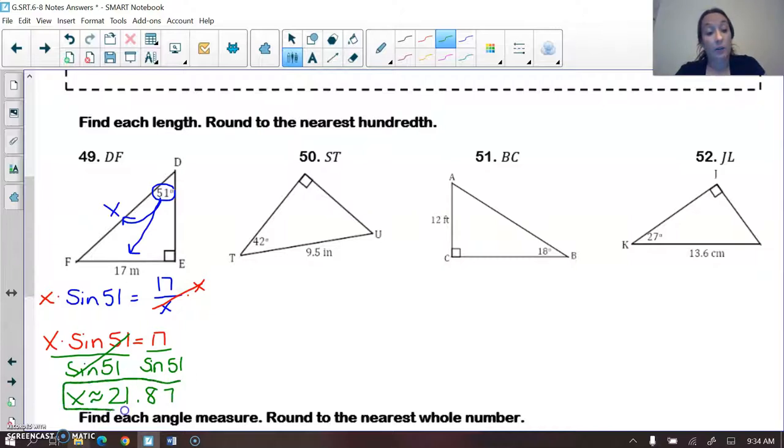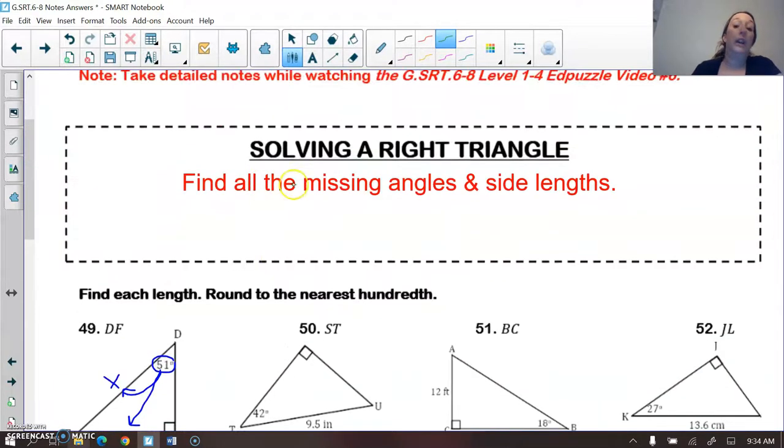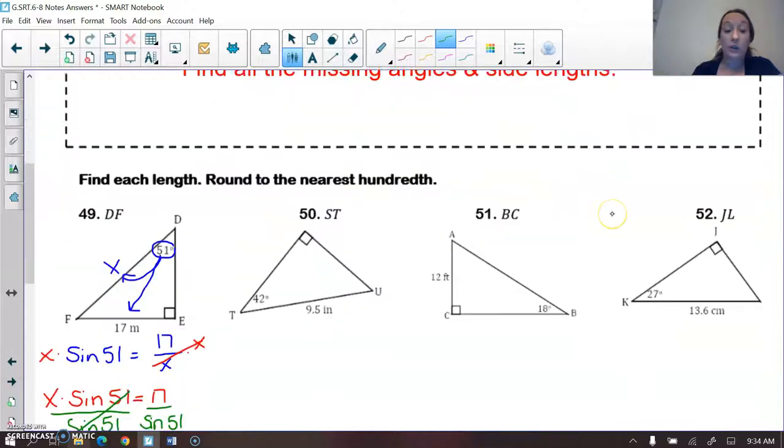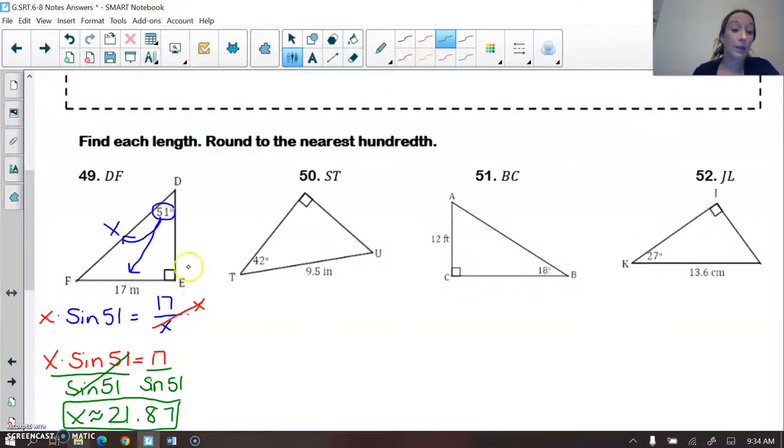Now, I only asked you to find DF, but if it's said to find or to solve the right triangle, that means to find all the missing angles and side lengths. For this one here, to find this other missing angle would be super easy because it's just the triangle sum theorem. 180 minus 90 minus 51. And you would wind up with 39 degrees.